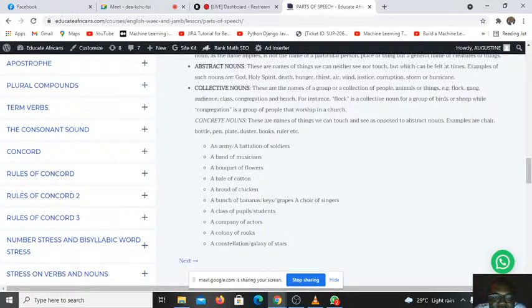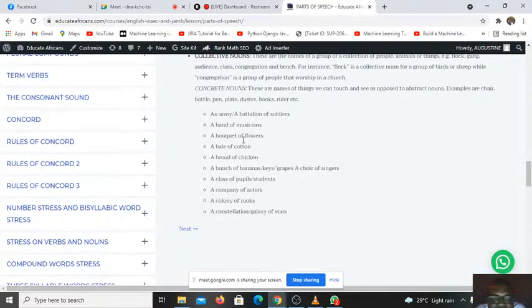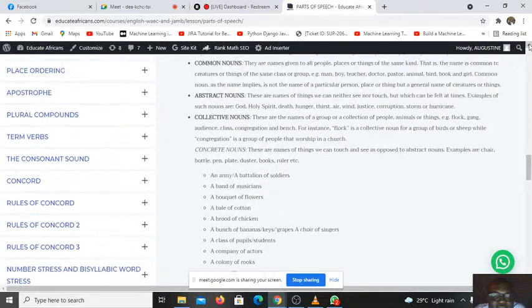So you also have collective nouns such as an army or battalion of soldiers, a band of musicians, a bucket of flowers, a bale of cotton, a brood of chicken, a bunch of bananas or bunch of keys or bunch of grapes, a choir of singers, a class of pupils or students, a company of actors, a colony of rocks, and a constellation or galaxy of stars. So these are collective nouns, so you should know them because you'll be required to use them at some point.